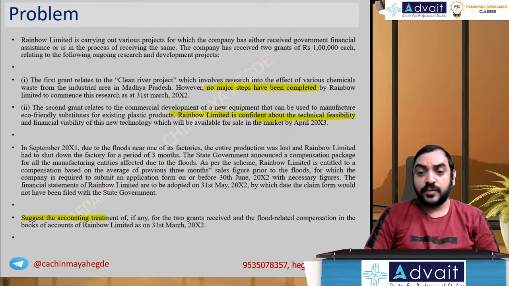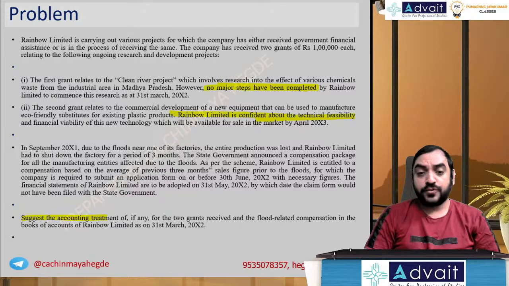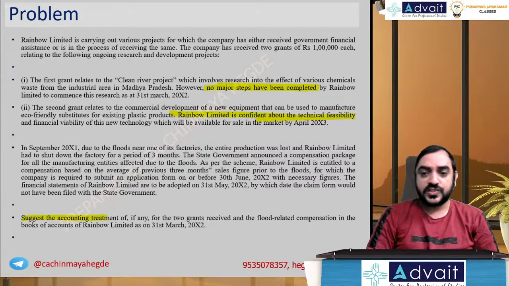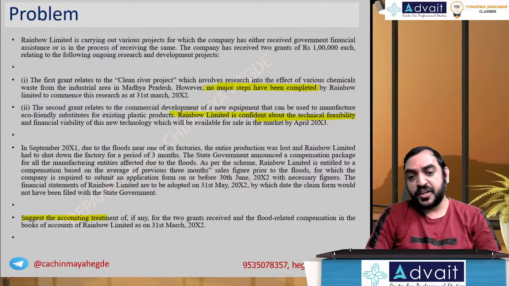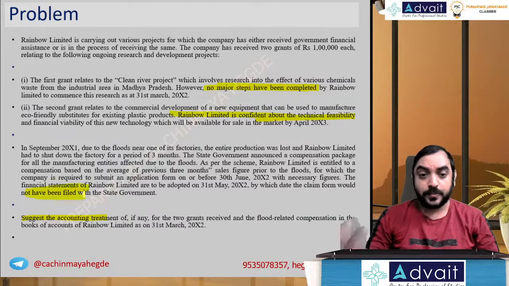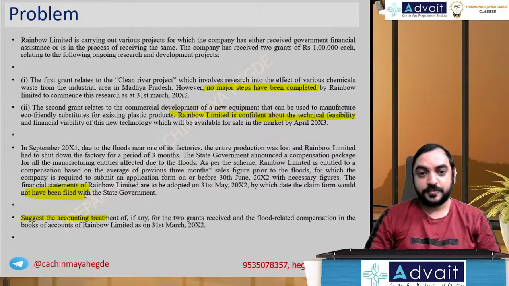As per the scheme, Rainbow Limited is entitled to compensation based on average of previous 3-month sales figure prior to floods, for which companies are required to submit an application form before June 2002 with the necessary figures. The financial statements of Rainbow Limited are adopted on 31st May 2002, by which the data form would not have been filed. The state government state the accounting treatment.